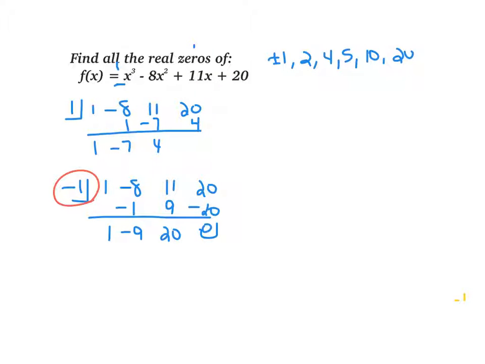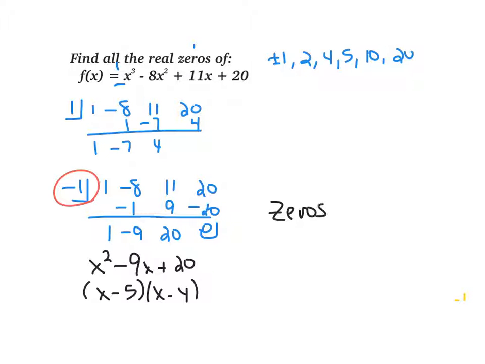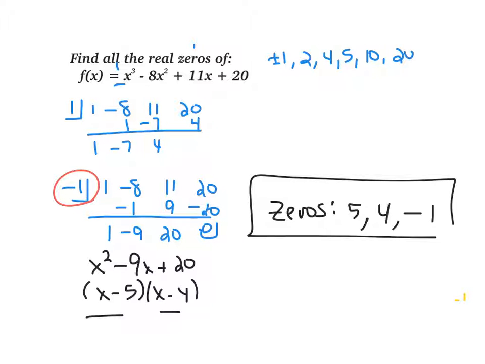Negative 1 does work. Now take whatever's left in your quotient, x squared minus 9x plus 20. See if that will factor so we can find the other ones, and it does. Factors of 20 that add to 9: 5 and 4. x minus 5, x minus 4. So my zeros are 5 and 4, and the first one I found was negative 1. And there you go, there's your 3 zeros. Not too bad. The bad part is having to find one that works first. To be honest with you, I may show you a little thing on your calculator tomorrow that may help you find that pretty quickly.